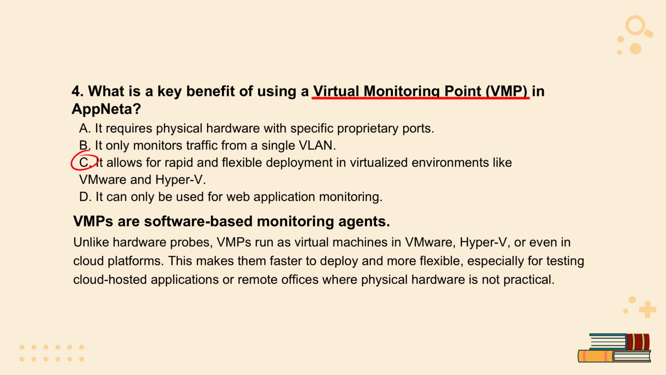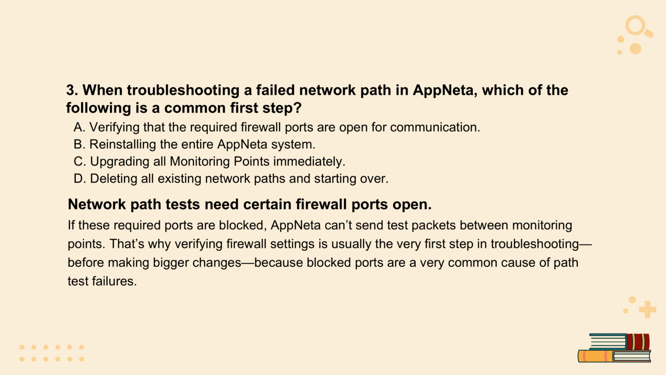Agile deployment is great, but let's be real, things break. Right. What happens then? Let's look at troubleshooting. Question 3 gives us a scenario. A network path fails in AppNeta. What's a common, maybe easily missed first check, our sources say?